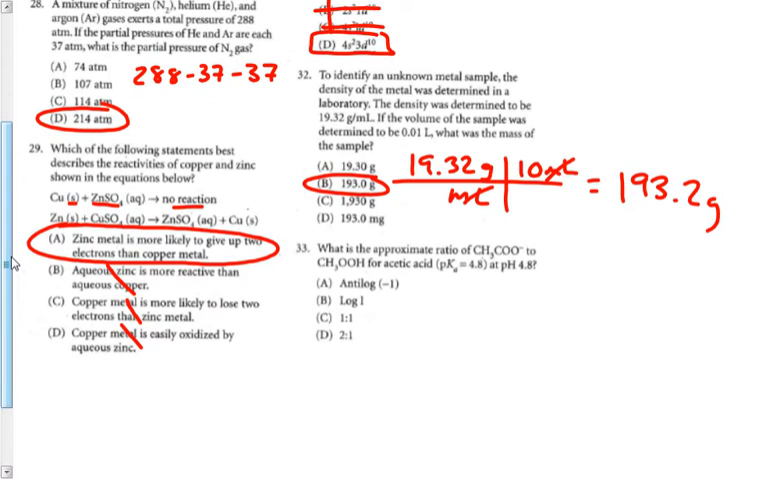Last one. What is the approximate ratio of those two for the acetic acid if pKa equals 4.8 at pH of 4.8? We learn about the Henderson-Hasselbalch equation. So if you have this, I'm just going to write this down once. A lot of people don't do Henderson-Hasselbalch because they got rid of it like 2 years ago. They're like, let's not do it anymore. And everybody's like, what? It's such a good equation.